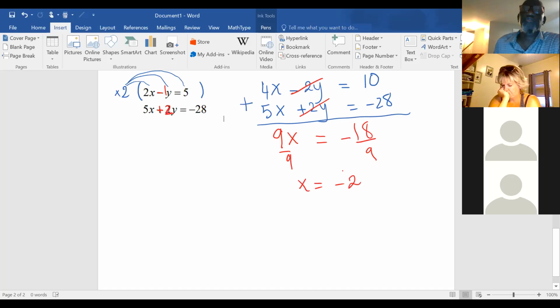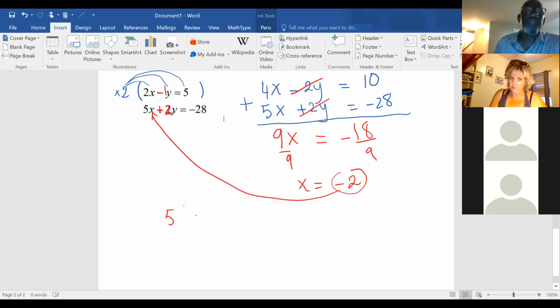-2. So now we report this -2. We're going to plug in the -2 everywhere. It doesn't matter which one we choose. Let's do the first one, or maybe the second one. Let's do the second one for once. We're going to plug in the -2 here.